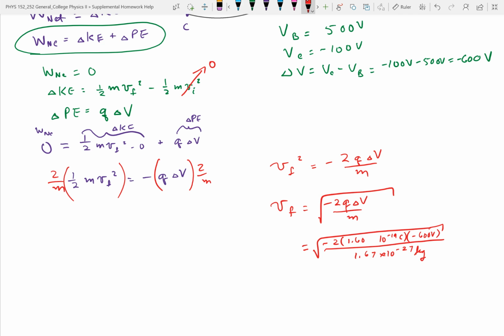Notice we had a minus 2 and a minus 600. We're going to have the square root of a positive value, which is good, because I did not expect an imaginary speed. Okay. Speed of light.